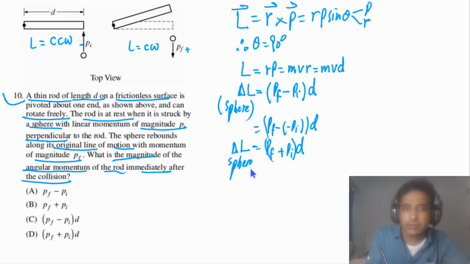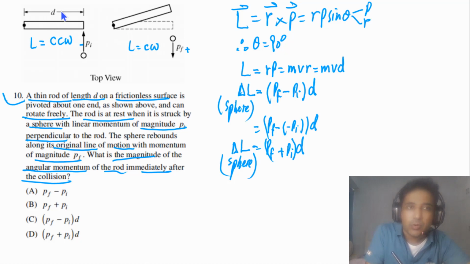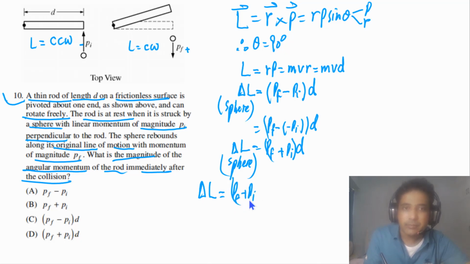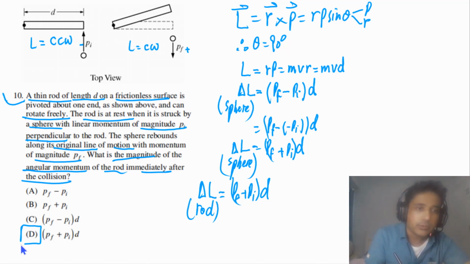As in this collision, for this system total change in angular momentum has to be 0. So the change in angular momentum of this rod also has to be equal to pf plus pi times d. So this is for the rod. So change in magnitude of angular momentum of sphere has to be equal to change in magnitude of angular momentum of the rod, because in any collision angular momentum is conserved. So the answer for this question has to be D.